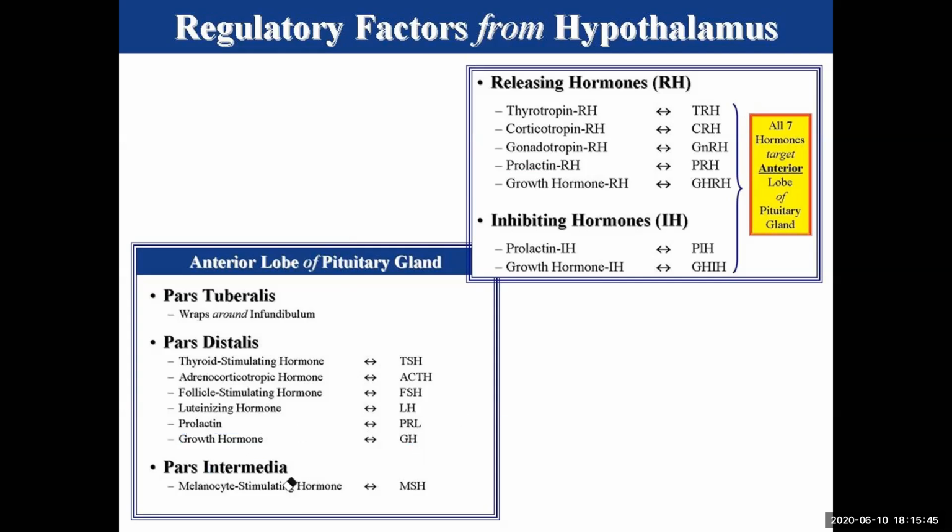And then the pars intermedius between the anterior and posterior lobes. You're going to learn it as is. There's a melanocyte stimulating hormone, but focus on the hypothalamus and the anterior pituitary and posterior pituitary.